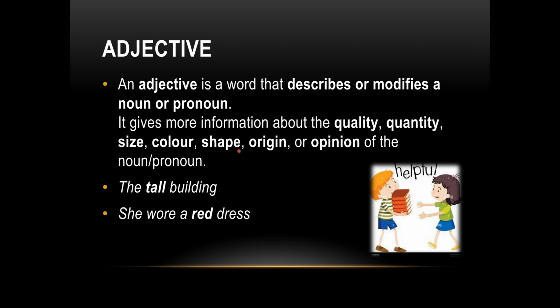So, what are the adjectives first? Adjectives होते क्या हैं? An adjective is a word that describes or modifies a noun or pronoun. किसी भी noun या pronoun के बारे में मज़ीद information दे, that is called adjective. It gives more information about the quality, quantity, size, color, shape, or region or opinion of the noun or pronoun. For example, the tall building. She wore a red dress. Here, tall and red are two types of adjectives. It can be helpful. The helpful girl helped the boy pick up the books. So, helpful is also adjective.